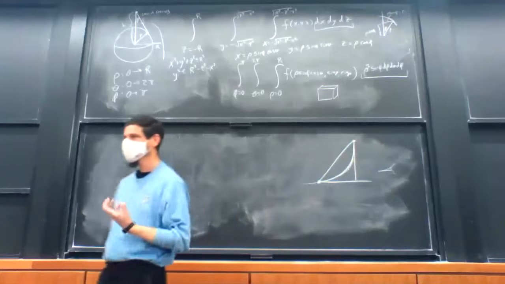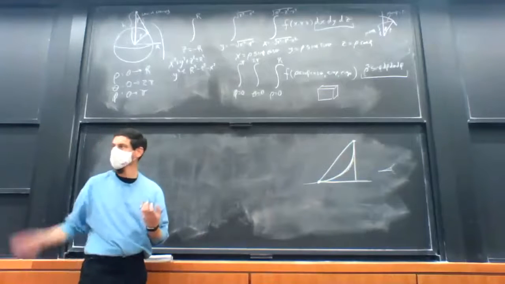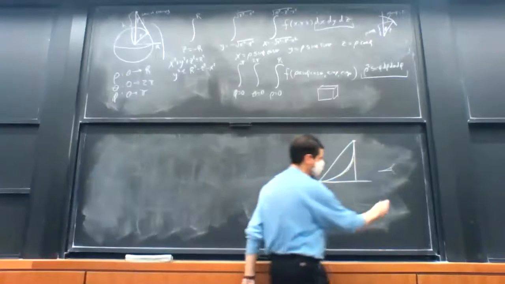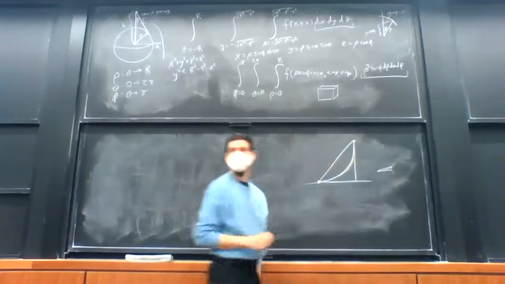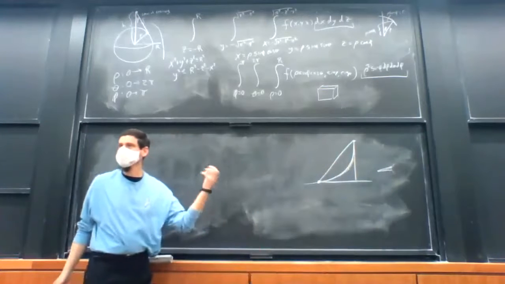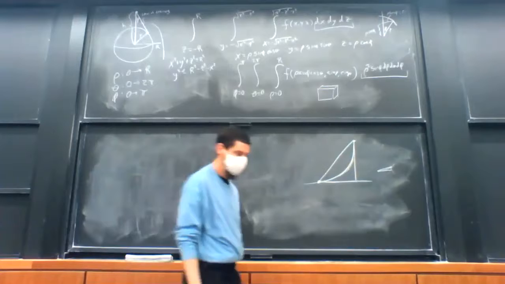Not horizontal plus vertical, but hypotenuse. Excellent. So I should draw a hypotenuse connecting them. And as I do a smaller and smaller region, that should be better and better.